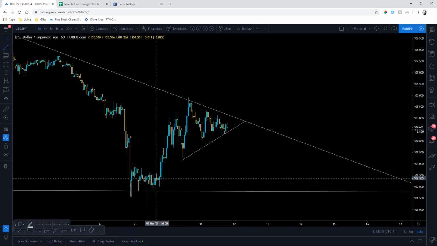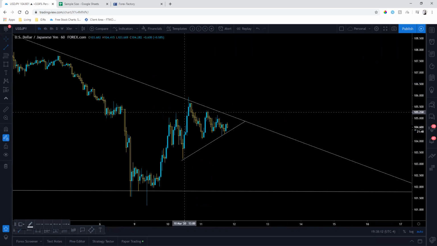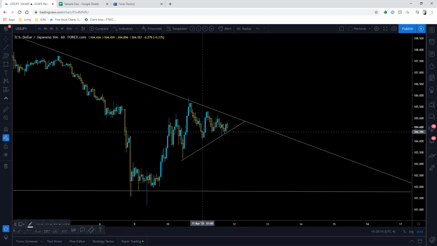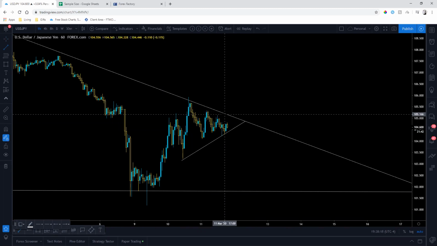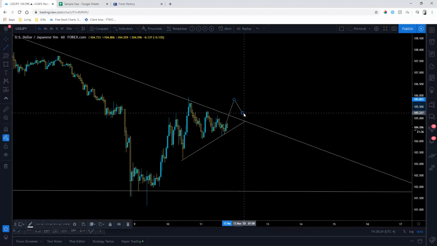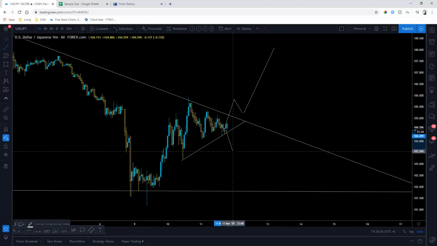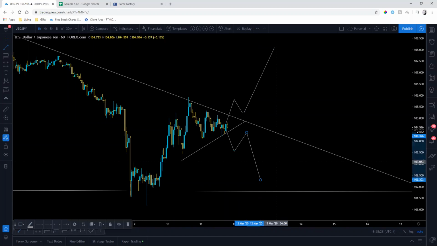It looks like here's an impulse. It's a triangular continuation pattern. So I'd be looking for it to go up, but again, I don't study triangles. So I would definitely just wait for a break and correction to tell me that it's ready to go in that particular direction.